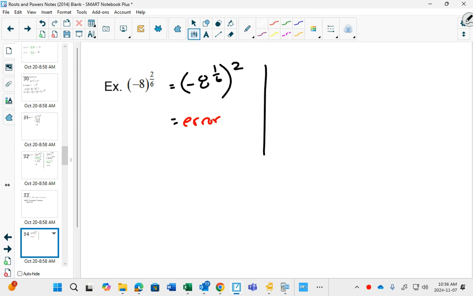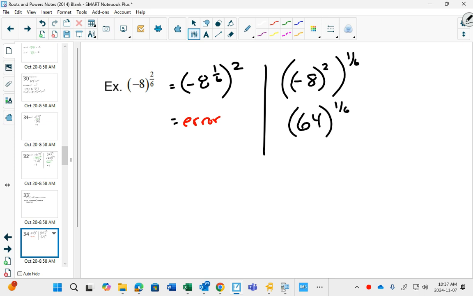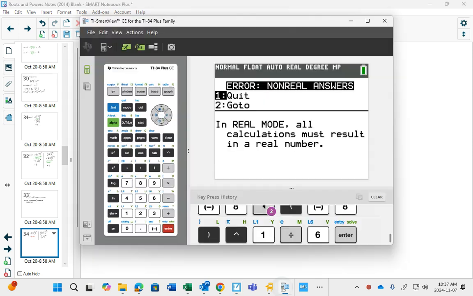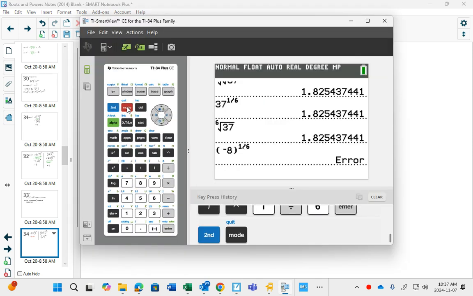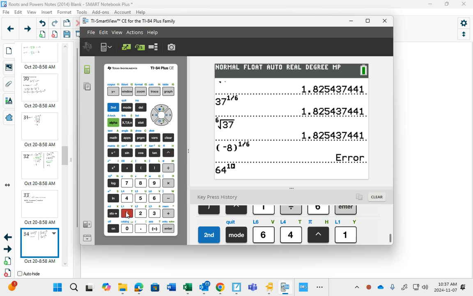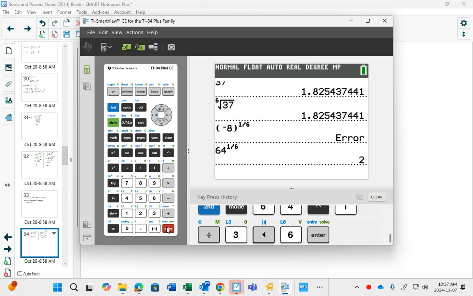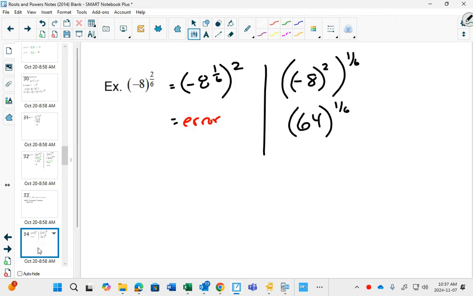Method 2. I take my -8 and I square it. And then I do my 1/6. This would give me 64, because -8 times -8 is 64. And 64 to the 1/6, if I go to my calculator now and try that, 64 to the exponent of 1/6, I get 2. Hey, that's exciting. So this, I get an answer of 2.